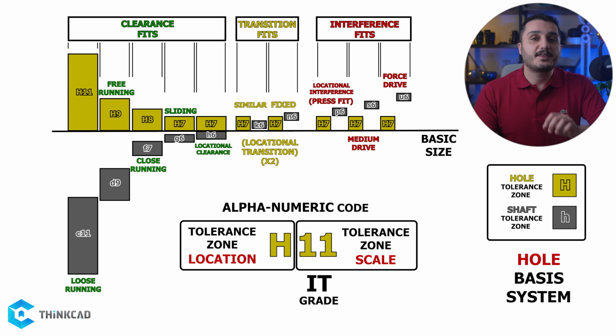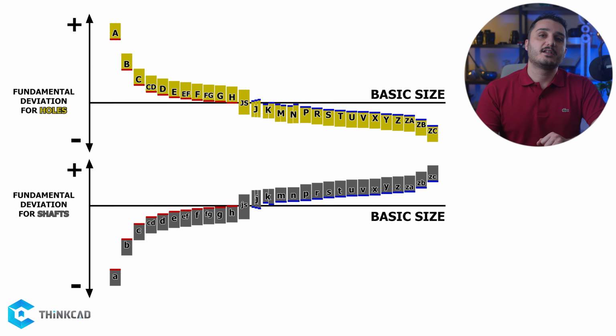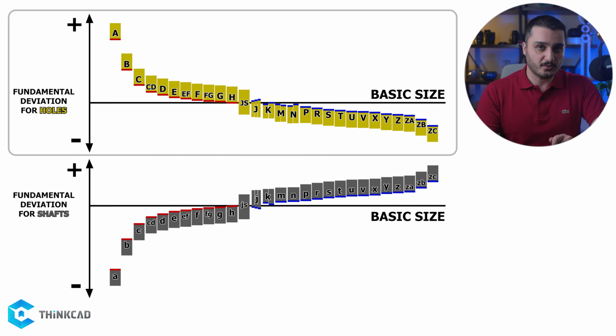So as I said, the alphabetic part tells us where the tolerance zone is located with respect to the basic or nominal size. Look at this graph here. This is called the fundamental deviations graph. We have one for the shaft and we have one for the hole.